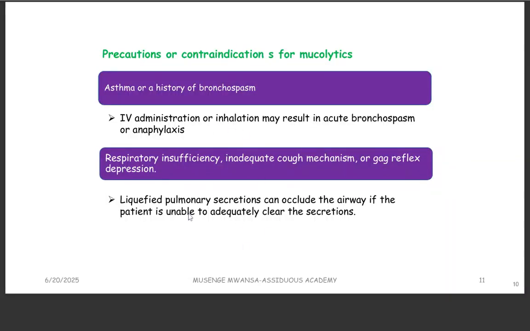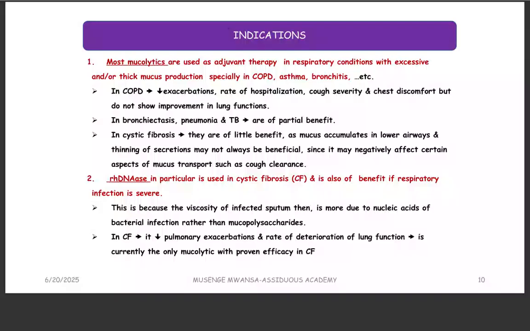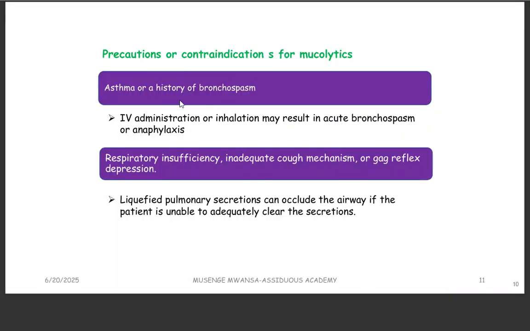So precautions when you're using mucolytics: asthma or a history of bronchospasm, okay, as you give these. So IV administration or inhalation may result in acute bronchospasm or anaphylaxis. In as much as we've said you give them in conditions where there is obstruction, make sure that you take precaution because they can result in bronchospasms or worsening of the condition. Okay, because of anaphylaxis or hypersensitivity.